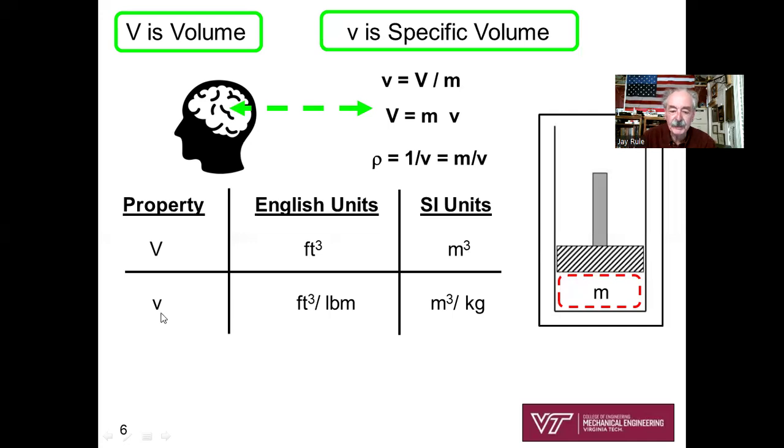How about little v? Little v is going to have English units, cubic feet per pound mass. V over little m, cubic feet per pound mass. And little v, specific volume, in SI units, cubic meters per kilogram. So that's just a little refresher, but a lot of students at this point, even after a couple of weeks, can get capital V and little v confused. I'll bet you've got it pretty well in hand.